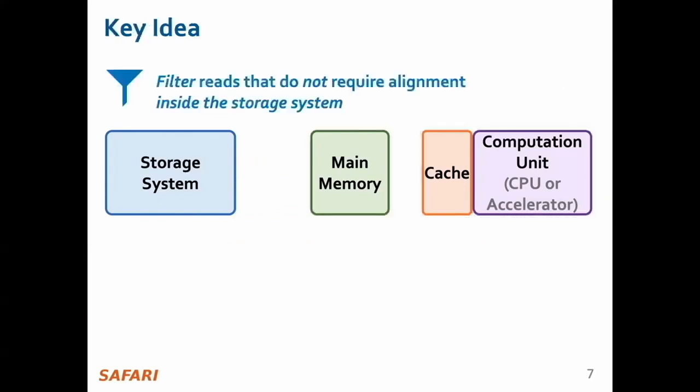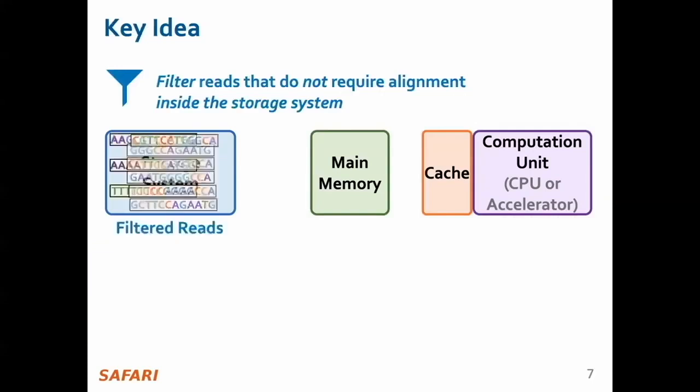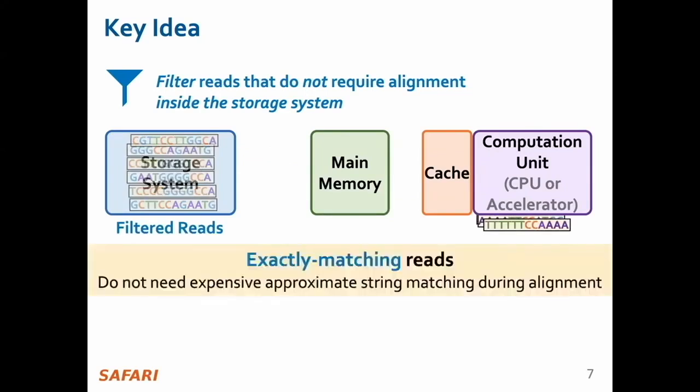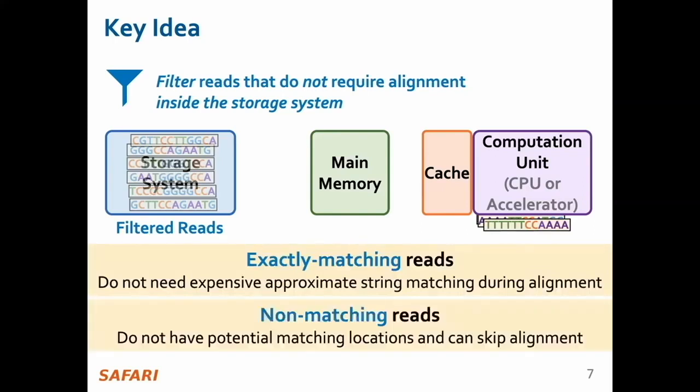So the key idea of our work is to filter reads that do not require alignment inside the storage system, so that we can fundamentally reduce the cost of data movement from the storage system to the rest of the system. Examples of reads that would not require this expensive computation are exactly matching reads, which do not require expensive approximate string matching during alignment because they would exactly map to the reference genome, and non-matching reads, which are reads that do not have any matching location in the reference genome, and therefore do not need alignment because there's no location in the reference genome to align to.